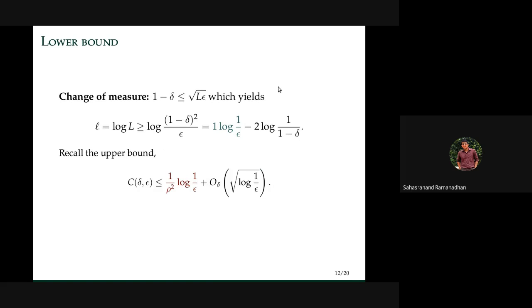We have to check what happened there. Our lower bound is saying 1, but here we have 1 by rho square, and you may have noticed that rho is smaller than 1. So 1 by rho square is much larger than 1. Somehow there is a mismatch here. So let's examine what happened.